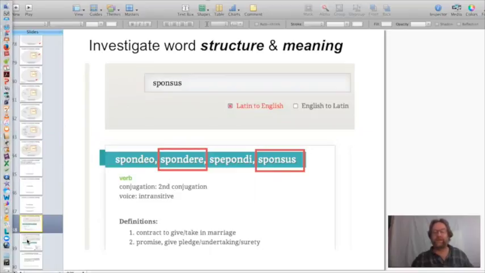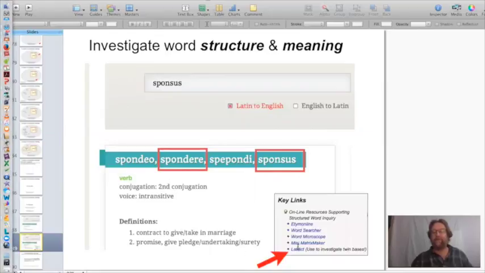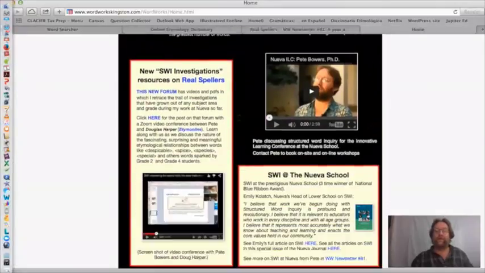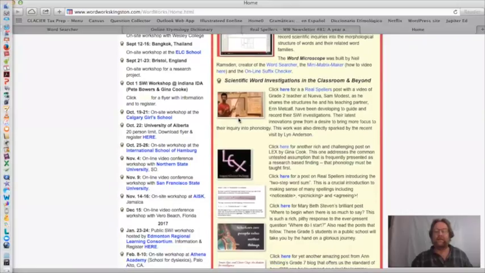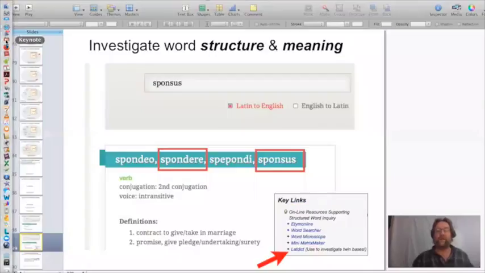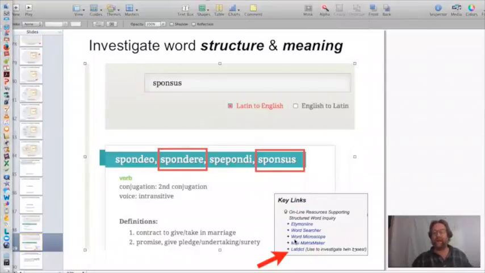There is a special relationship here. And if you go on to my website and you slide down to the key links, you will see Latdict, which is a place we could use to investigate twin bases. This image was taken from Latdict. If you know about twin bases, awesome. If you don't, you're sparked to maybe learn a bit about that.